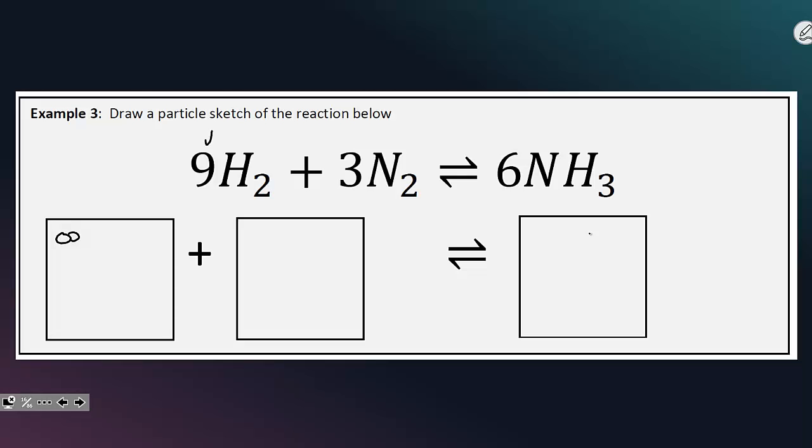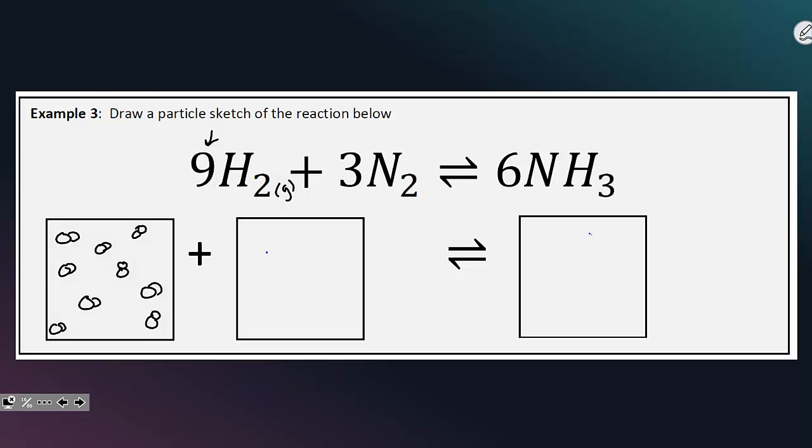Since there are 9 hydrogen molecules in this equation, I'll just draw them. Notice that I drew them spread out in my particle sketch. That's because hydrogen is a gas. So I separated them to show that they are not held together in a solid.